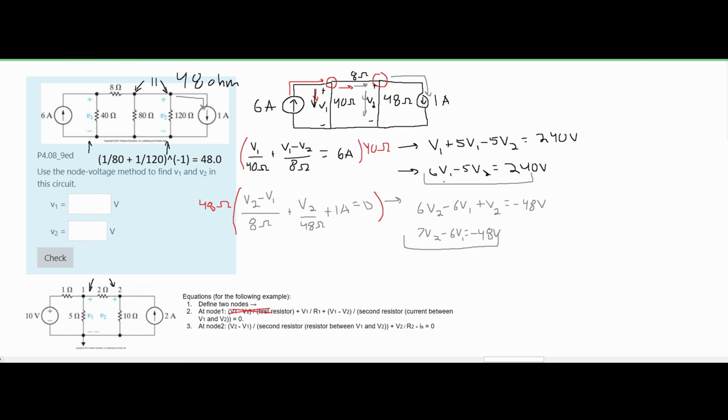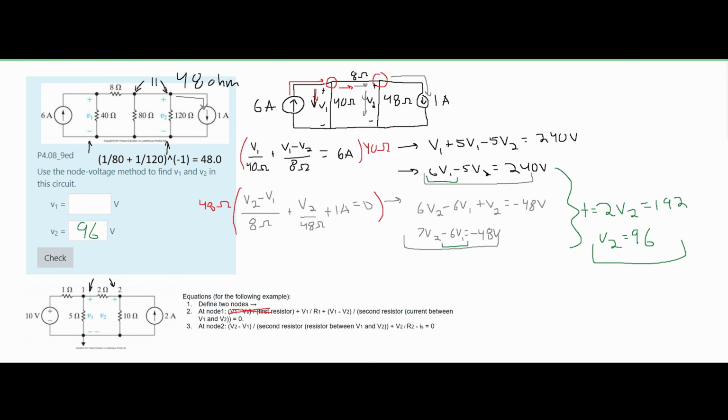From here, we can see that we have a couple similar things, which is this V1 right here. So we have this 6V1 and this negative 6V1 right here. Well, since these are just the opposite of each other, we can add these together to get rid of this 6V1. After we do this, we're going to get 2V2 is equal to 192. If we divide this, we're going to get that our V2 is equal to 96. And this is our answer for V2.